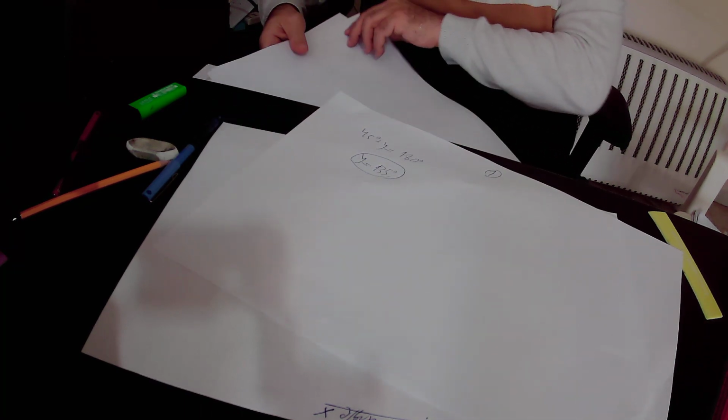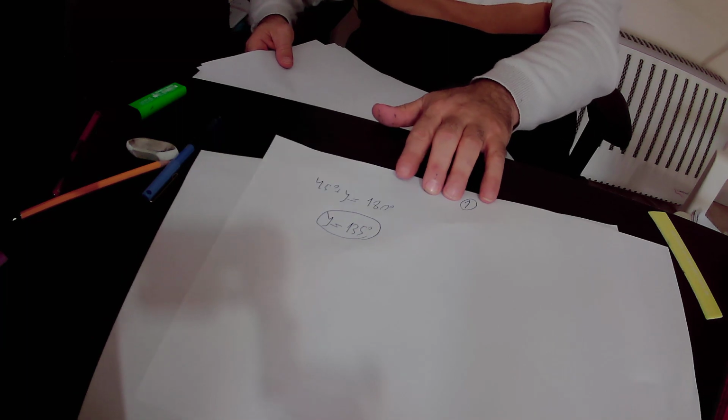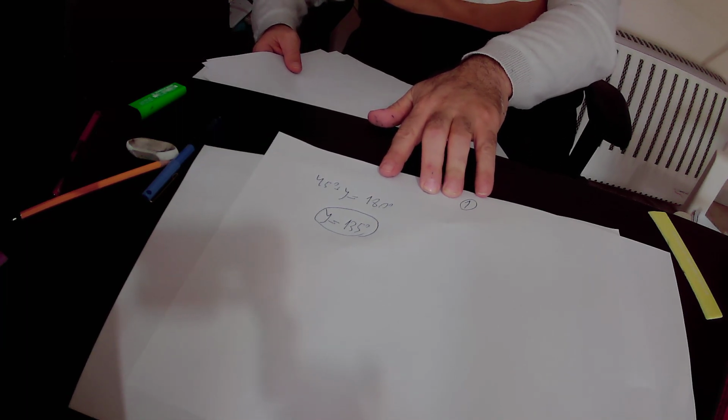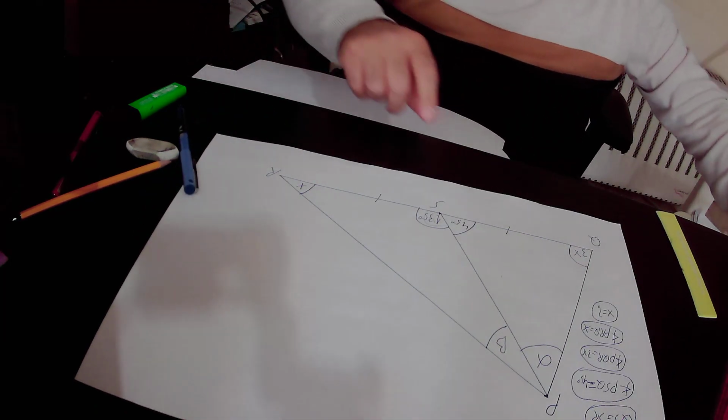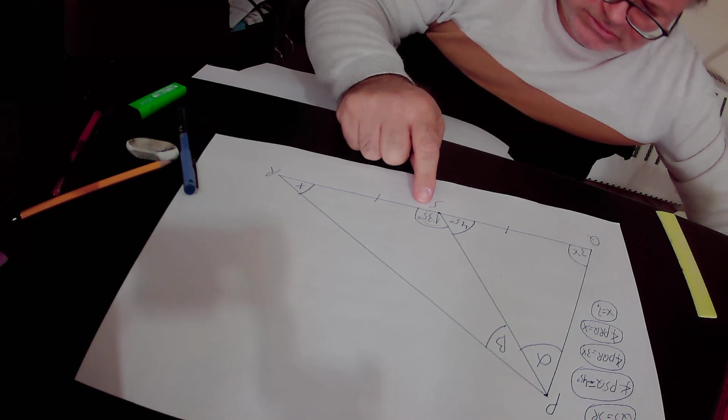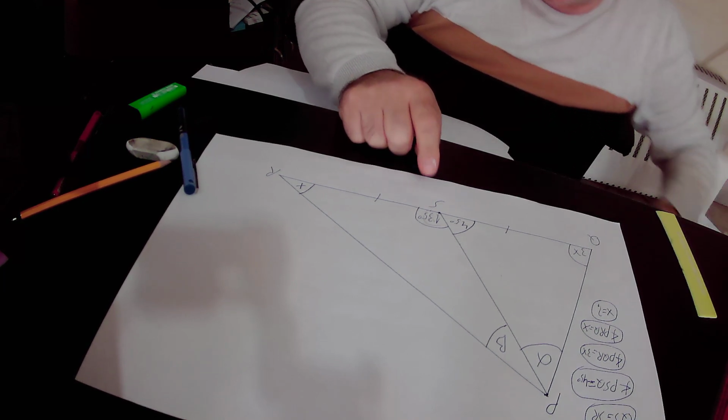45 degrees plus angle Y must be equal to 180 degrees. We subtracted 45 degrees from this equation, and we got that angle Y equals 135 degrees. So we found out that angle Y equals 135 degrees, so we substituted Y by 135 degrees.